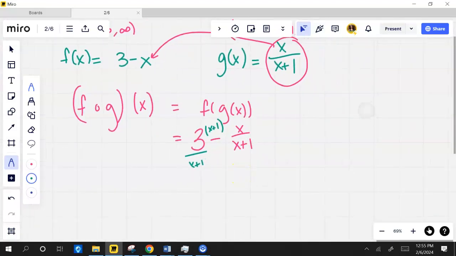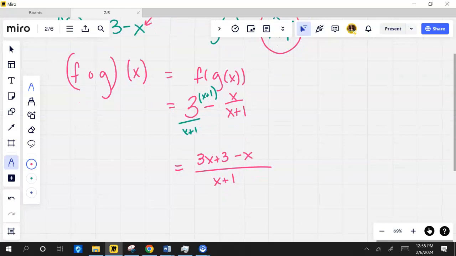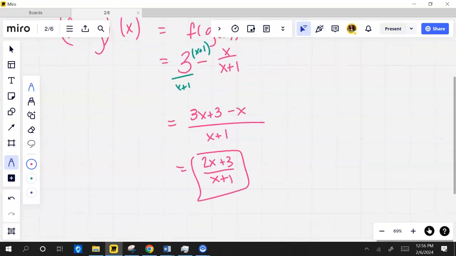That's right. So I get 3x plus 3 minus x over x plus 1. That close. 2x plus 3 over x plus 1. All right, so here's my composed function. That's my f of g of x.